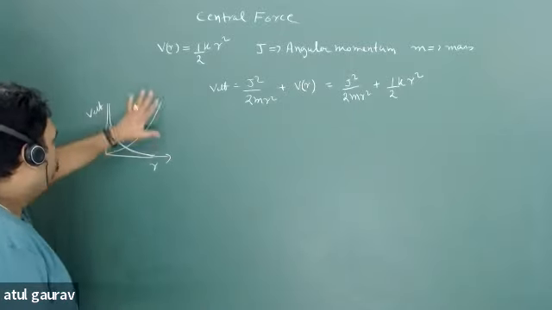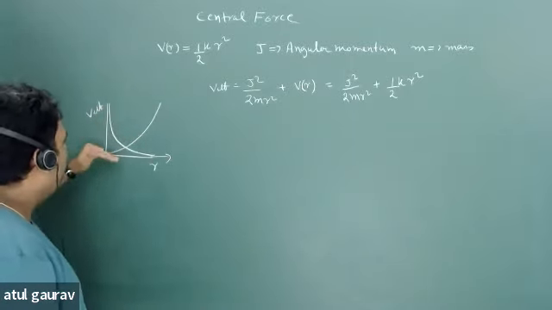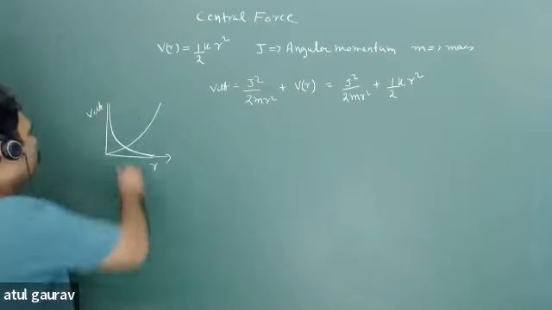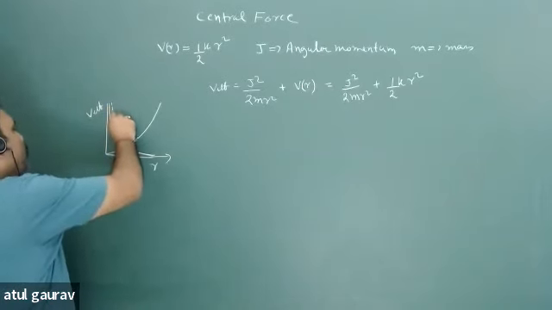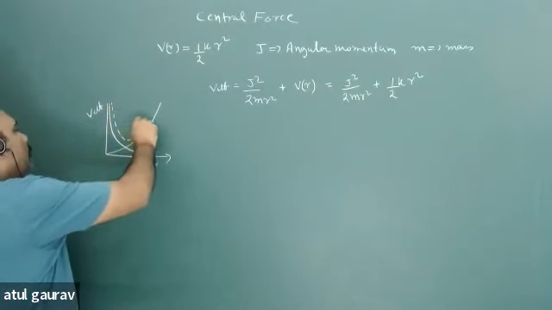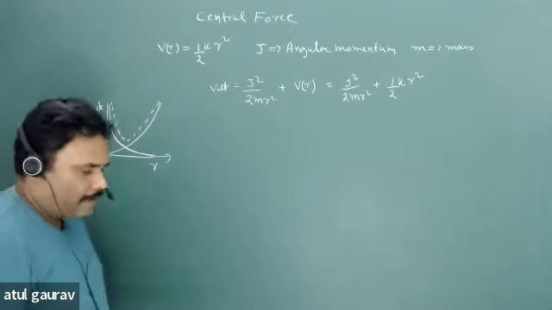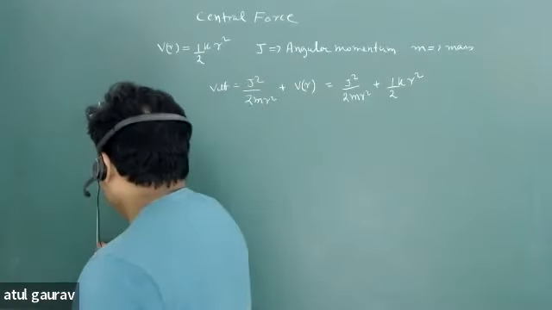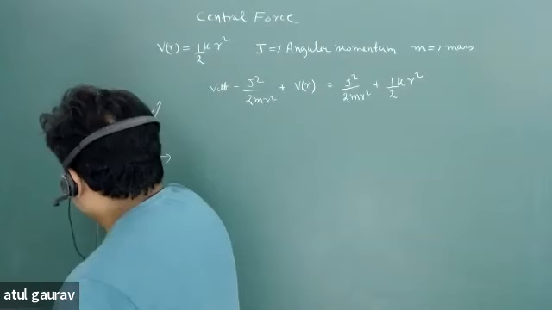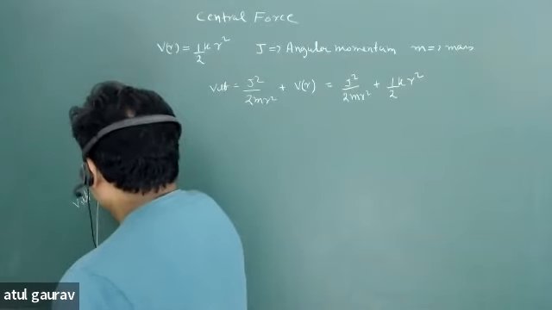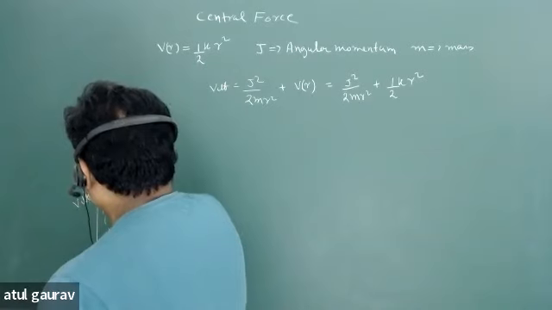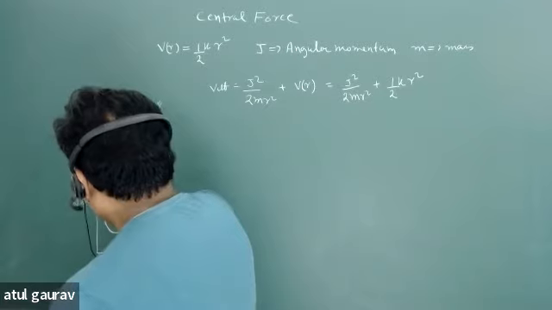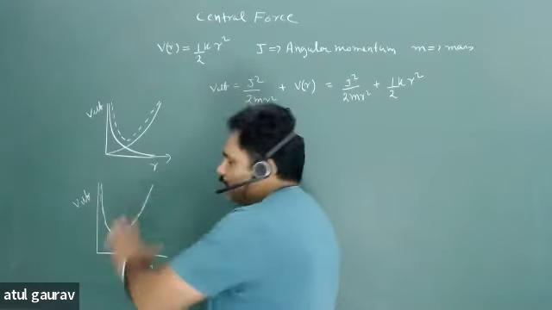Now if you take the combined effect, what will happen? This will again go up to some upper level, and this will also go up to some upper level, and your effective potential will be something like this dotted line. Everyone is comfortable? So if you want to plot V effective versus r, it will be something like this. So this is your V effective versus r.